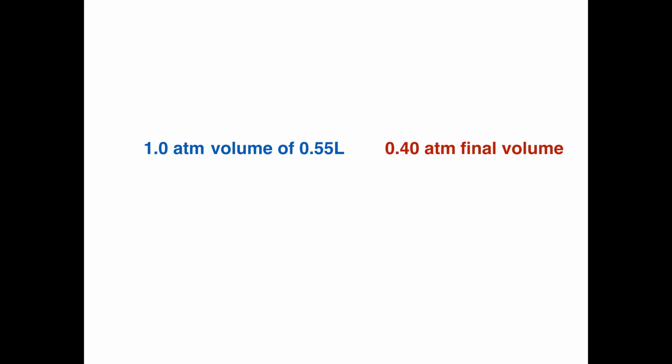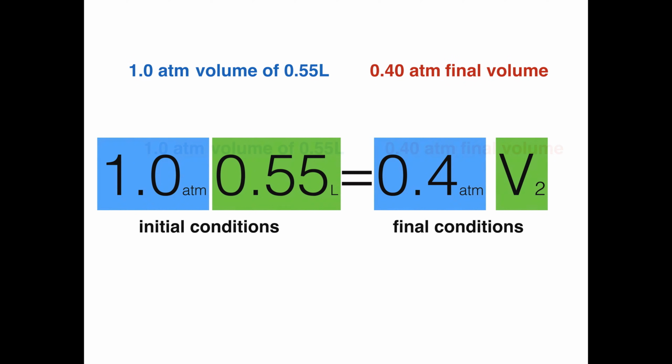And then I ended up with 0.4 atmosphere, and I want to find out what that volume is. So this is what my equation turns into: 1 atmosphere times 0.55 liters. My initial conditions must equal my final conditions: 0.4 atmospheres. And then I want to find out what my final volume is.